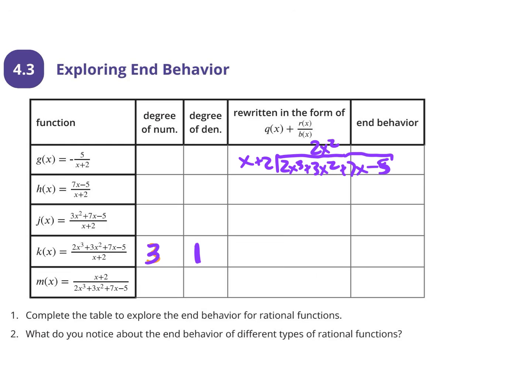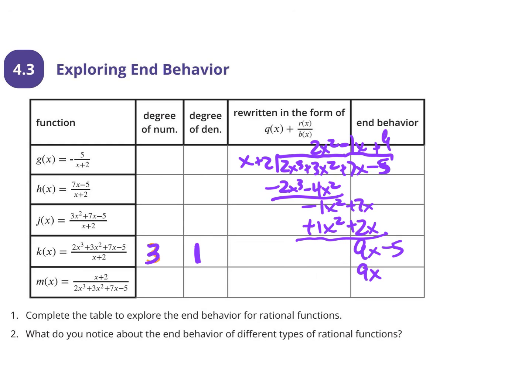2x squared gives us 2x cubed, 4x squared. Change both signs. We get -1x squared. Bring down your plus 7x. Minus 1x, because you have to multiply to match the first term. Minus 2, minus 2x. Change both signs. First terms cancel out. You get 9x minus 5. We times that by +9, because our leading term now is 9x. You get 9x, 18. Change both signs. You get -23.